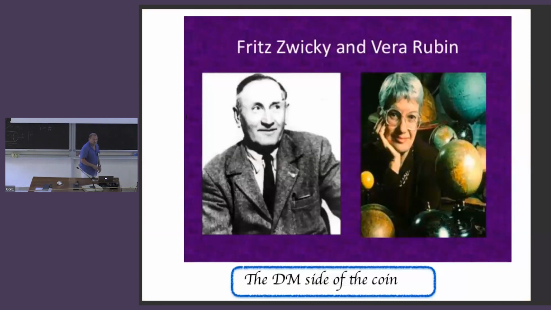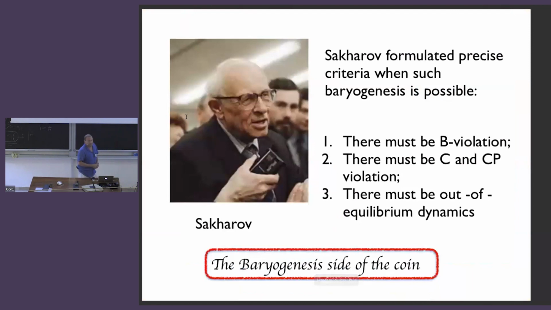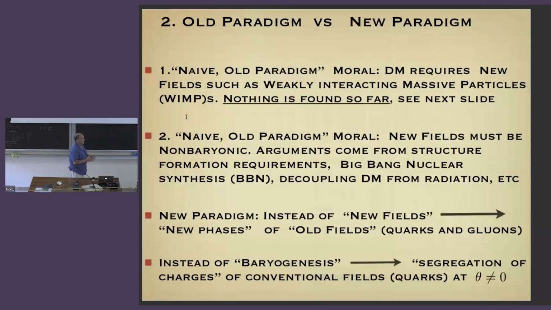So you know exactly this part of the story, dark matter, there is nothing to discuss. And you definitely know this part of the story, baryogenesis. Again, I don't want to mention any items, it's so well known. Okay, so essentially the old paradigm says the following: dark matter requires new fields, for example, weakly interacting massive particles. Nothing is found so far, and I'll show the next slide in a couple of minutes.